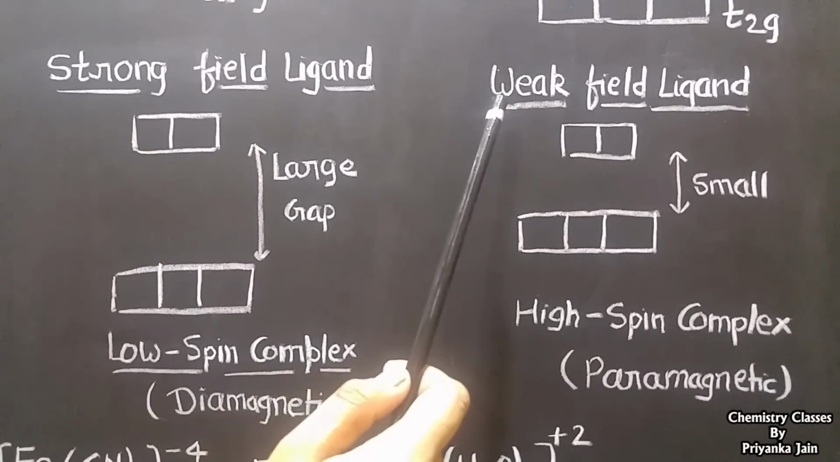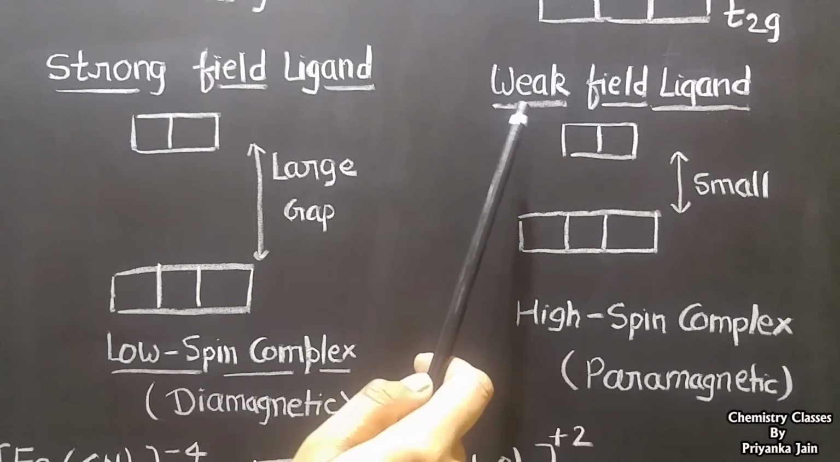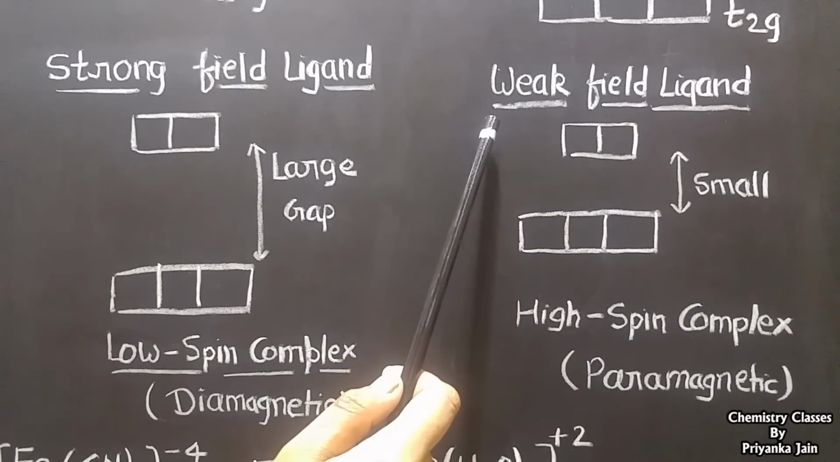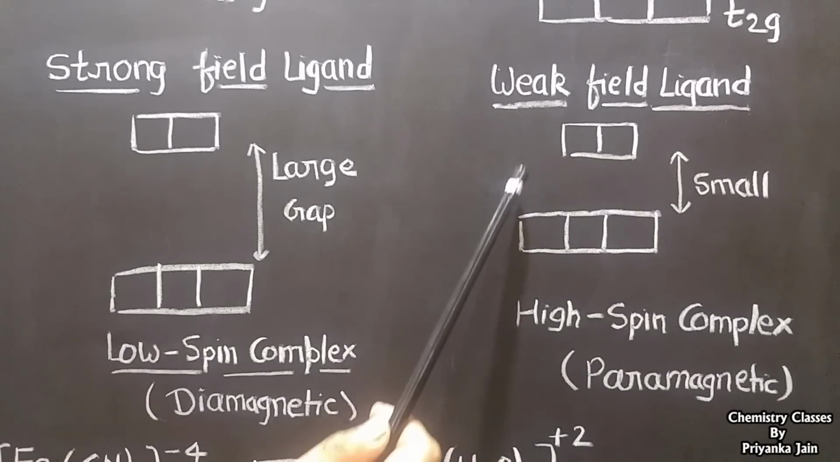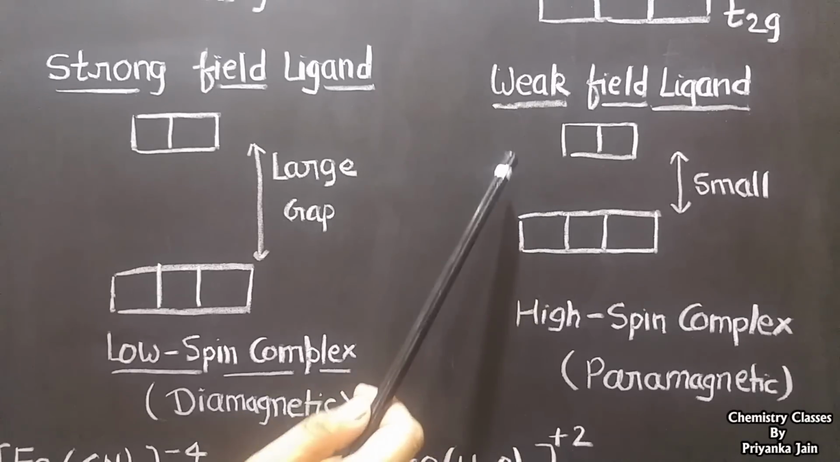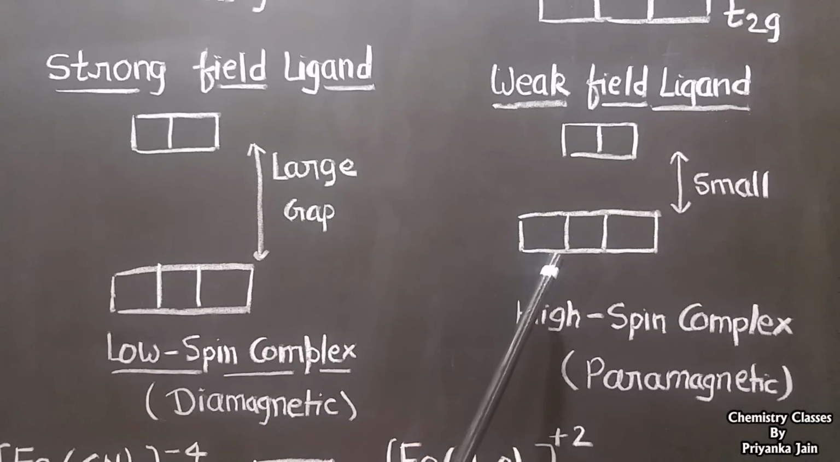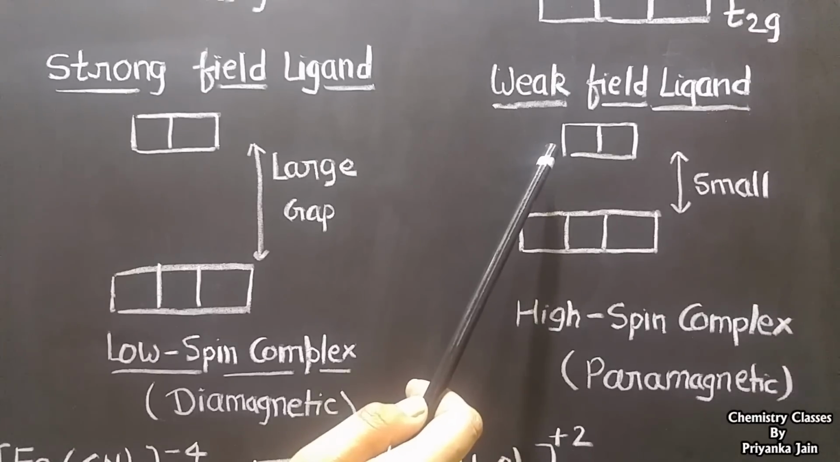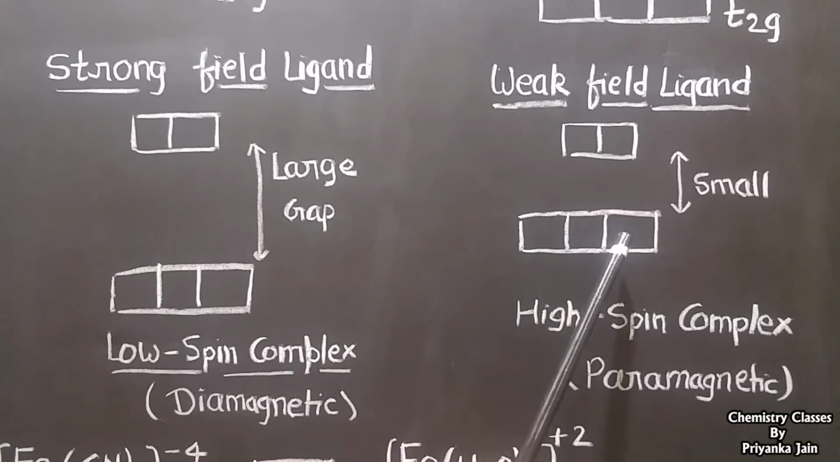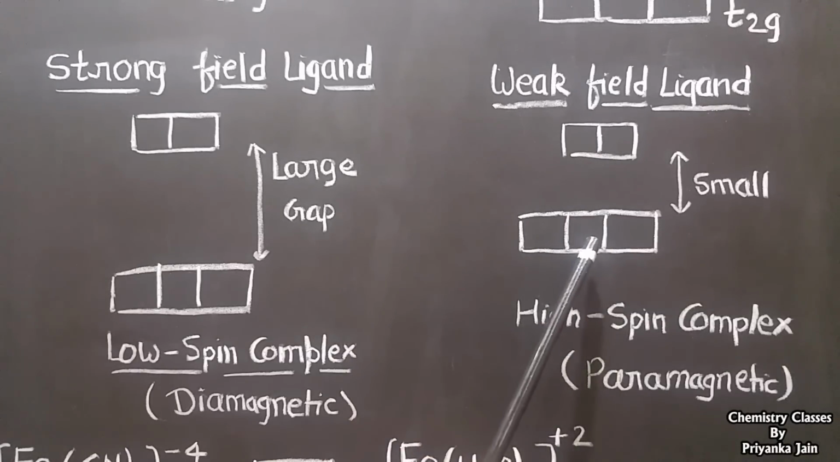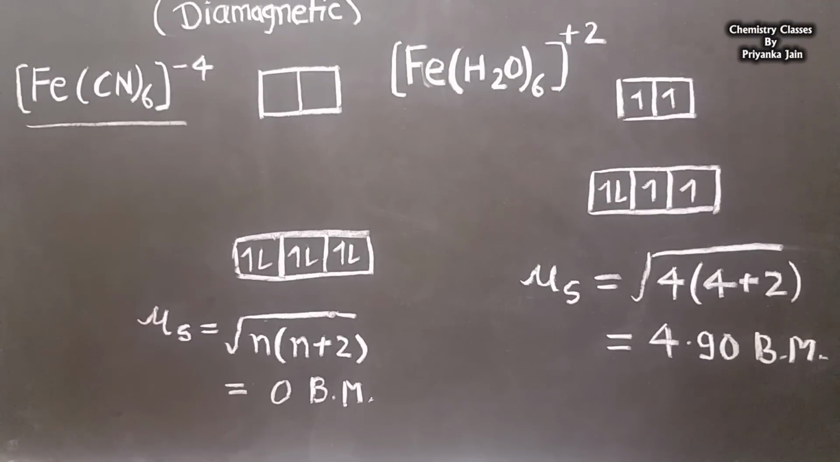Now we see the case of weak field ligand. When the ligand is weak field, such as chloride ligand or oxide ligand, in such cases the splitting is very small. The energy gap between these 2 levels is very small. So the electrons can easily jump to this eg level, and the electrons firstly go to the t2g level, then go to eg, and then they pair up. So we get a high spin complex. It means the maximum number of electrons remains unpaired, and we get a paramagnetic complex. So this decides whether a compound will be low spin or high spin. We can see it with the help of an example.